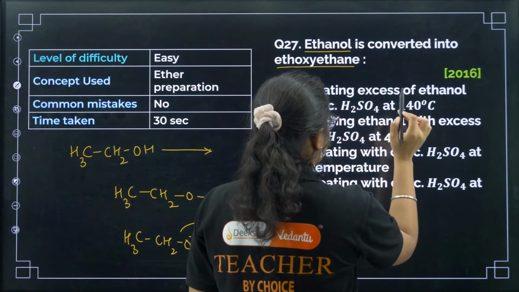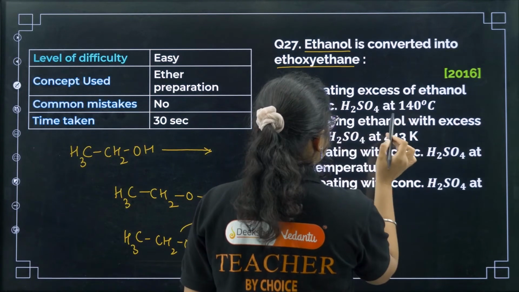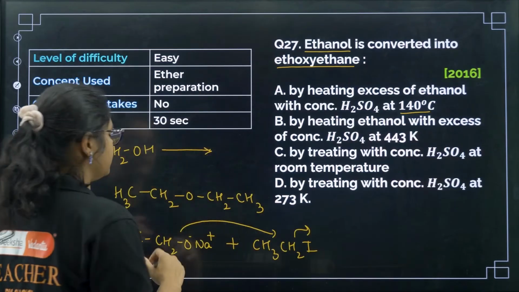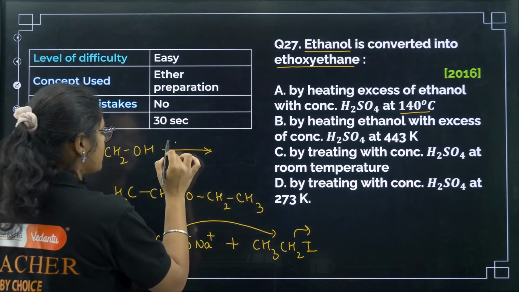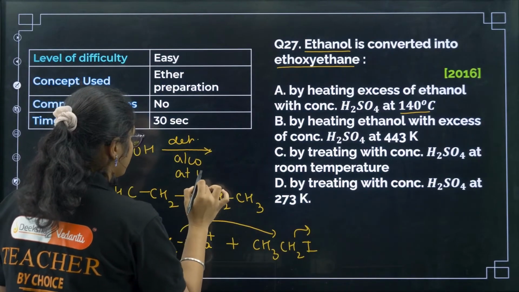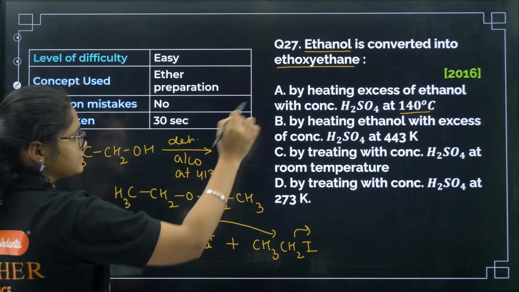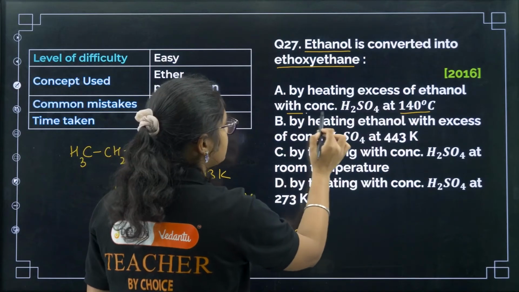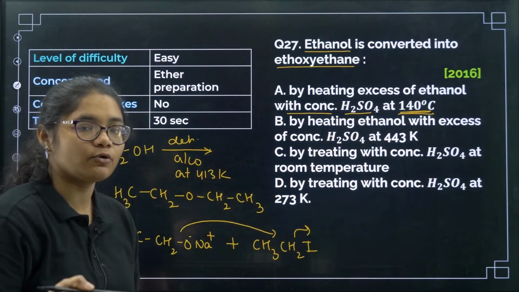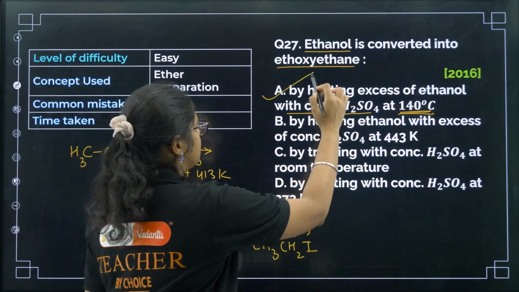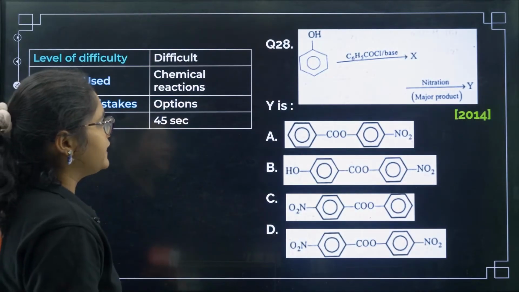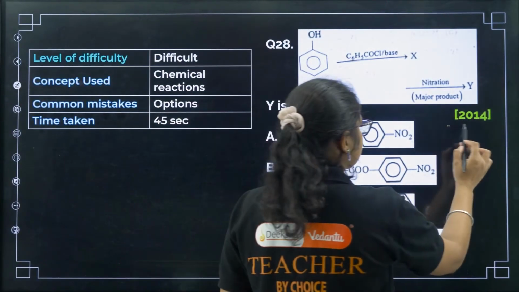So by heating excess of ethanol with concentrated H2SO4 at 140 degrees Celsius, this is one method of ether synthesis. Another method is dehydration of alcohols at 413 Kelvin, right. By heating the excess of ethanol with concentrated H2SO4 at 140 degrees Celsius, which is nothing but 413 Kelvin. So the correct answer here will be option number A. Next question number 28 was asked in 2014.